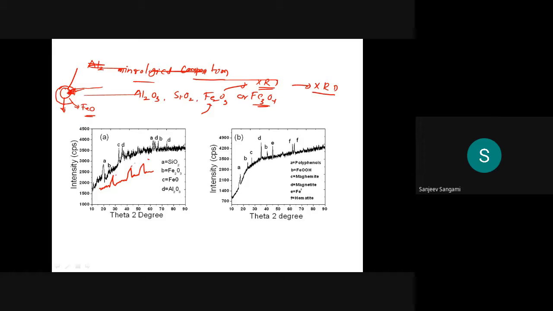So the 2 theta degree, the degree of diffraction, that we are talking about, is totally different for each of the mineralogical compositions. This is one figure which you can observe. Similarly, there is also one more figure. You can see here it will be polyphenols, FeOH, magnetite. This is not typically about cement, it is for different materials. But this is how the chemical composition can be determined, how you will get the graphs through advanced equipment.